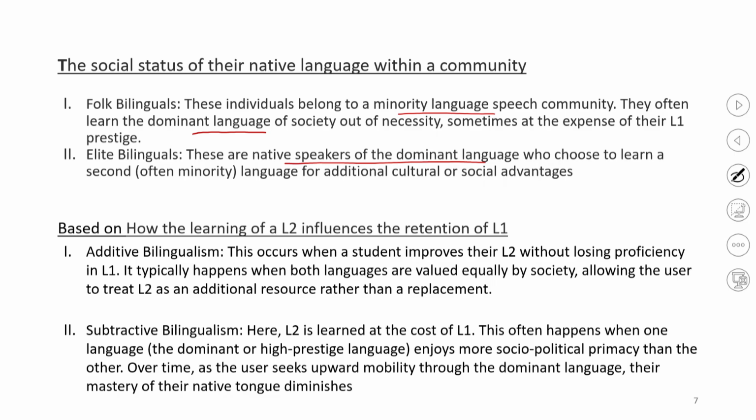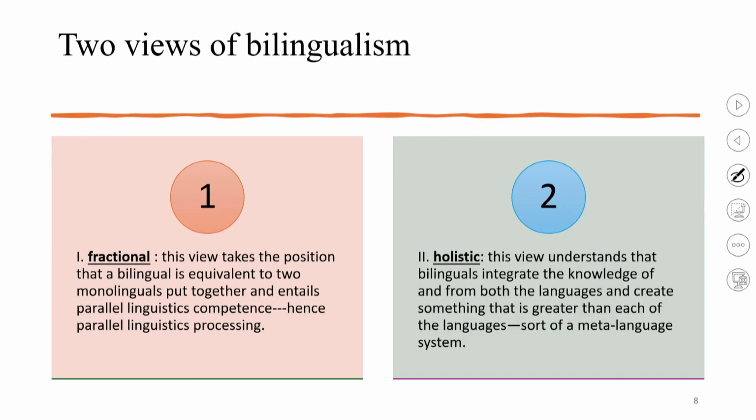And then last, based on how the learning of L2 influences their retention of L1. So, while learning your L2, do you retain your L1 or does it replace your L1? Depending on that, we have additive versus subtractive bilingualism. Additive is when L1 remains and L2 adds to it, but when L2 replaces L1, this will be called subtractive bilingualism. So, these are the different categories of bilinguals that are studied in linguistics.